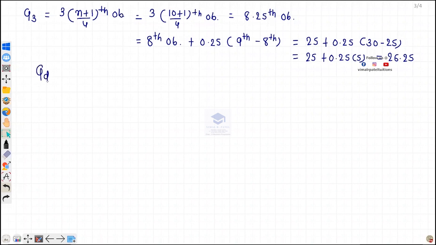Quartile deviation is Q3 minus Q1 upon 2, which is 26.25 minus 9.5 upon 2, which is 8.375.